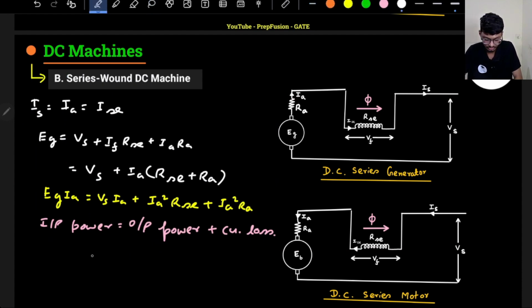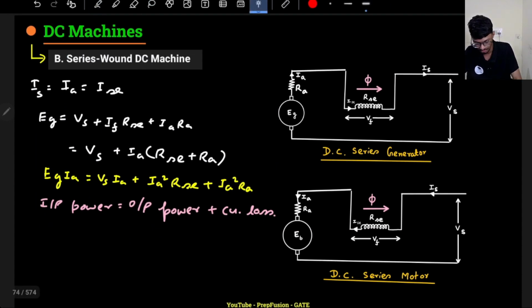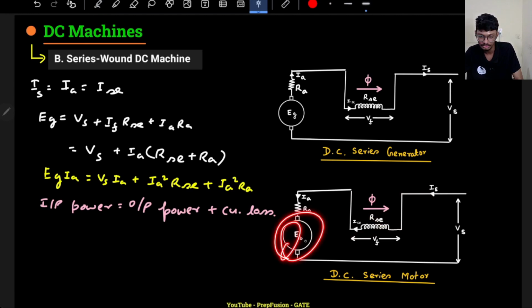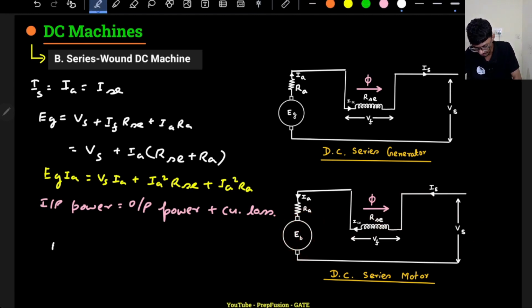Okay, so now let's derive it for the motor. Same thing, right? Instead of the machine delivering, it will now absorb the power, right? Because the motor will rotate, so it absorbs the power. So the supply will send the power now. So this time IS is equal to IA equal to ISE, but the back EMF this time will be the subtraction of the drop across the armature and the field winding. So EB, the back EMF, will be equal to VS minus IA RA, the drop across the armature, minus IA RAC, the drop across the series field winding.